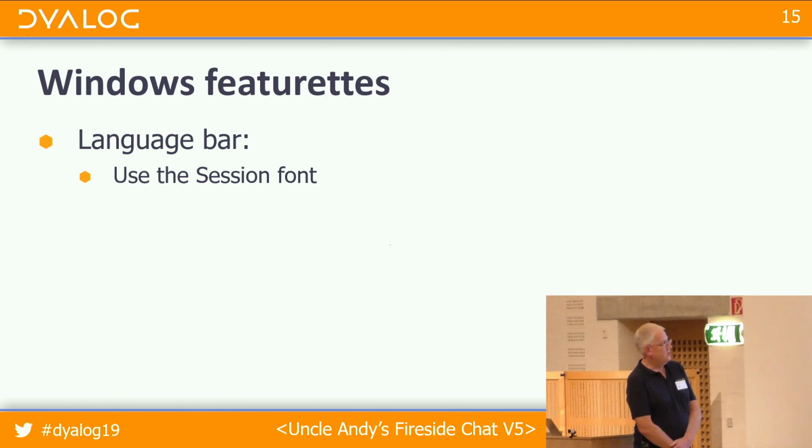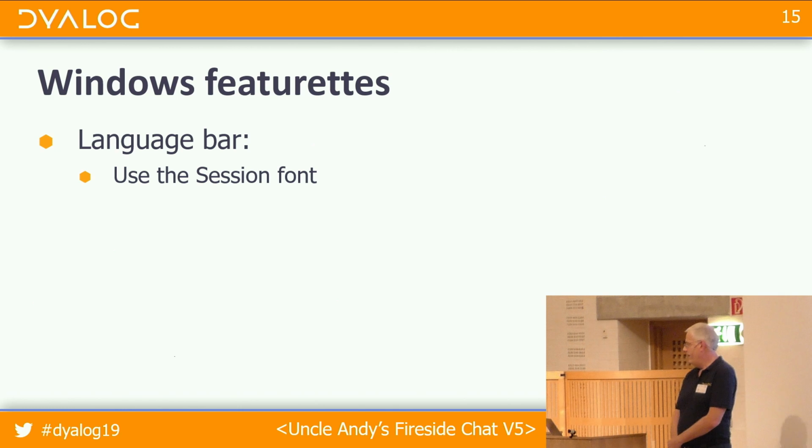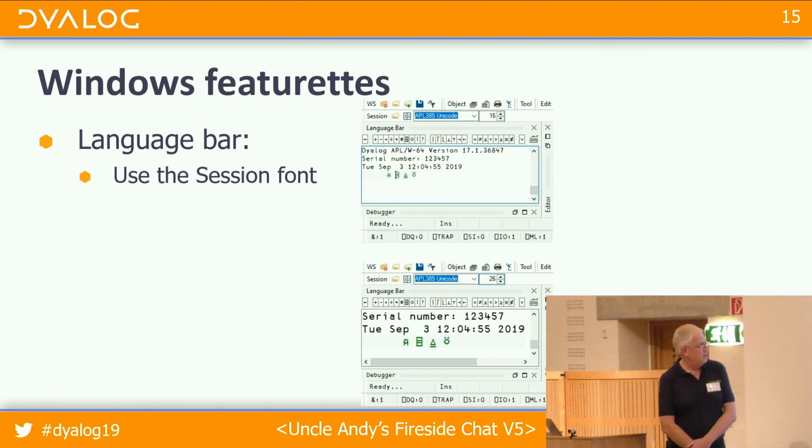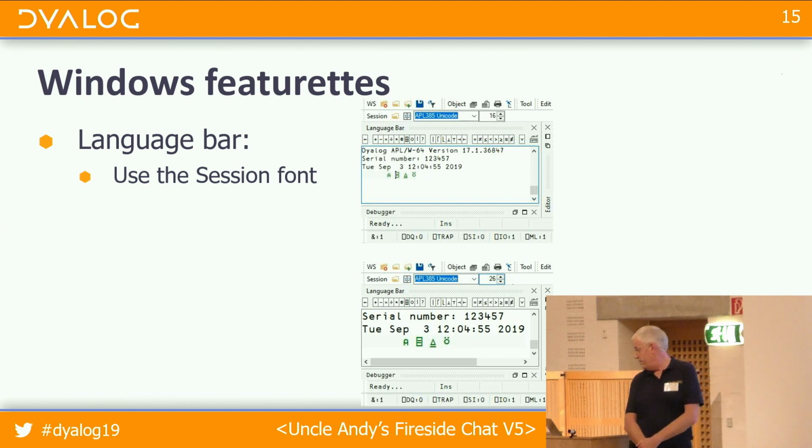Windows featurettes, things that I'm not sure we necessarily advertise very well. You may have come across them, you may not. So the language bar, this wonderful thing up here. Here's my machine running on, what, 1920 by something, 1280. And I'm running with a 16-point font, and it looks all right, and the language bar is that size.